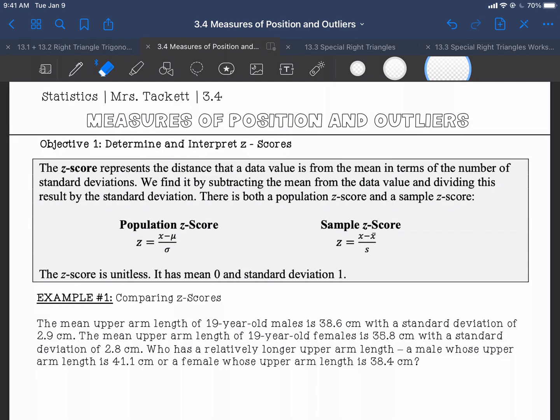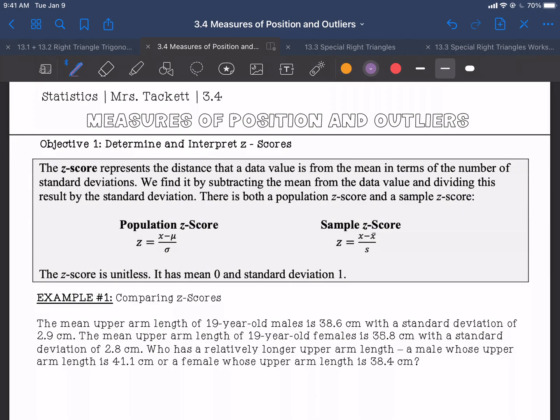In this lesson, we're going to discuss the measures of position and also talk about outliers. To start, we're going to talk about the z-score. The z-score represents the distance that a data value is from the mean in terms of the number of standard deviations. There's both a population z-score and a sample z-score, but it's the same process. We just use the proper notations.